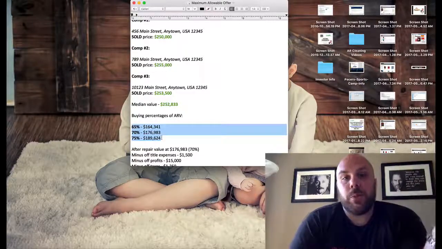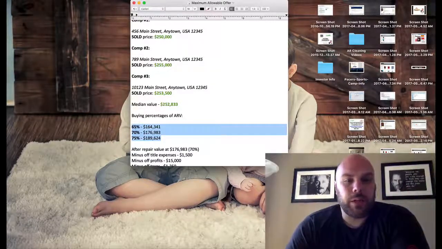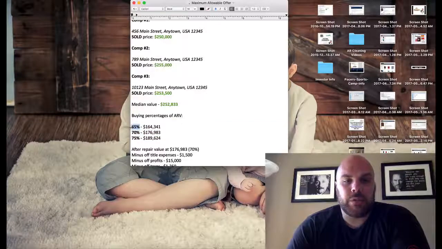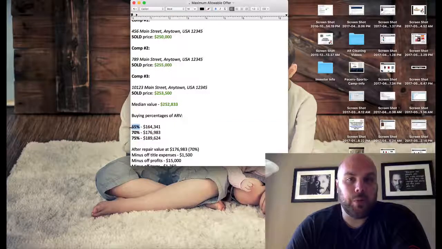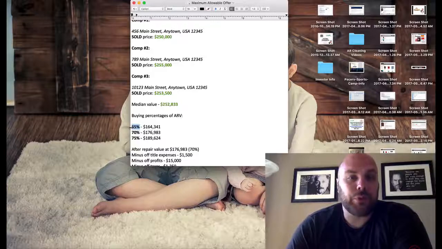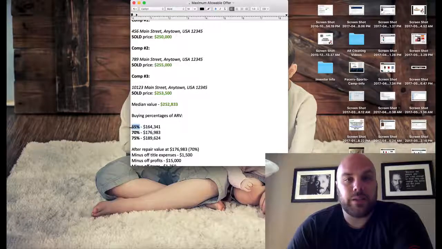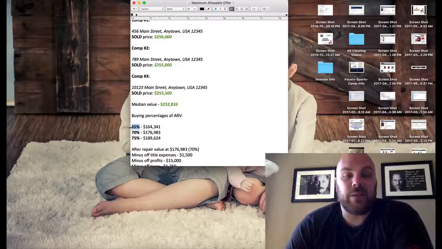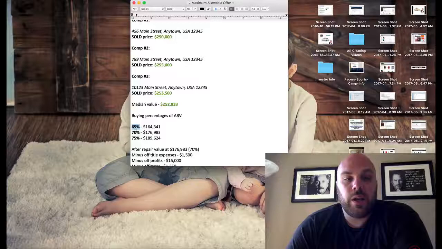If you're in a very competitive market, you're probably not going to be able to do 65%. You just probably won't be able to get the property down to where you need it at 65%, and then you lose out on a potentially really good deal of you making 10, 15,000 bucks. Most people are going to be right around this 70% range.